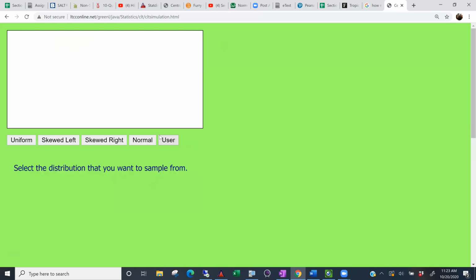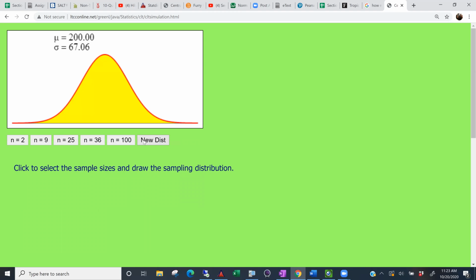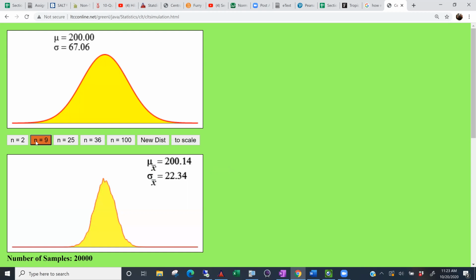To finish this up, I'm going to pick a normal distribution. If I sample from a normal distribution, and let's take samples of size 9 to begin with, then right away I've got something which is normally distributed. It doesn't matter what sample size I start out with; if I'm sampling from something that has a normal distribution, I'm going to get a normal distribution in return. It's just that it's going to be taller and narrower as I increase my sample size. So there you go. Now this all happens in a predictable way.